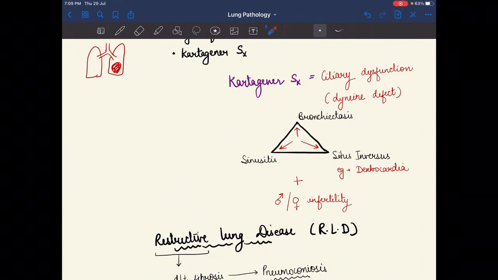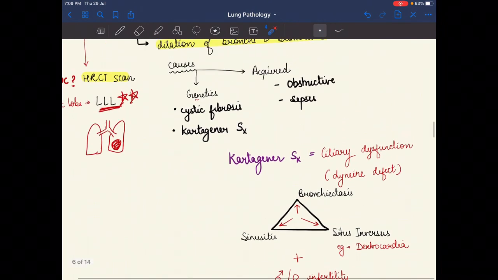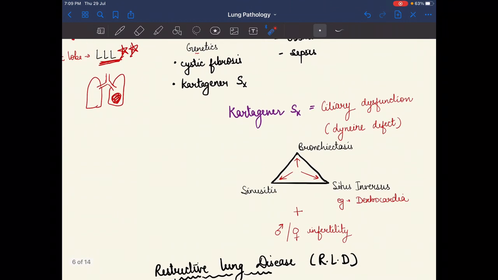So in Kartagener syndrome there is ciliary dysfunction, because cilia are also present in the fallopian tube for the movement of the sperm and the ova. And in the lungs cilia are present to remove the mucus for clearance. So there is a defect in the cilia due to the dynein defect, and that leads to male or female infertility, and also leads to bronchiectasis, because there is a lot of dilation of the bronchi and bronchioles, and situs inversus and sinusitis. So this is about bronchiectasis.